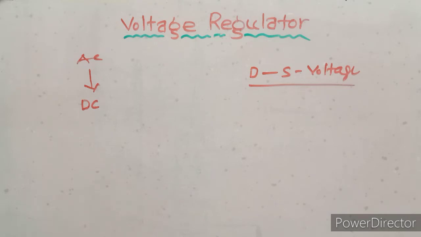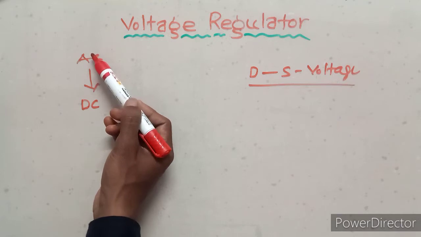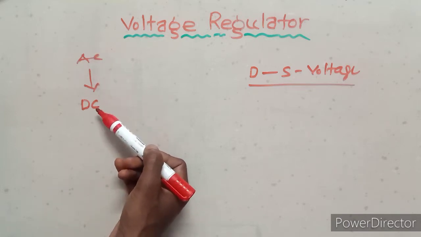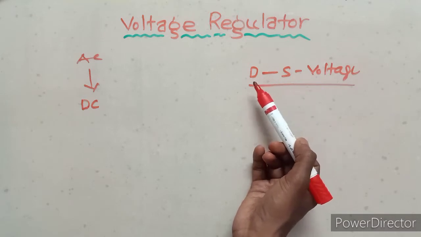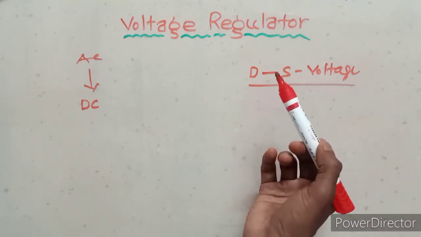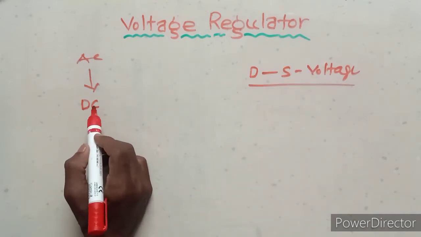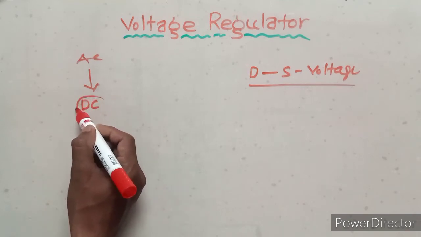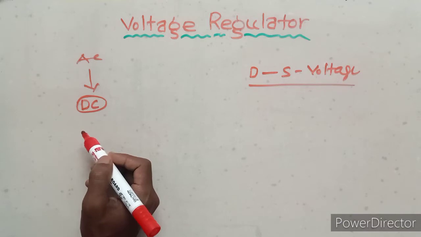Generally, the current is in the form of AC, alternating current. That alternating current is converted into DC. Almost all electronic circuits require that direct supply voltage, so the DC voltage is produced from AC.